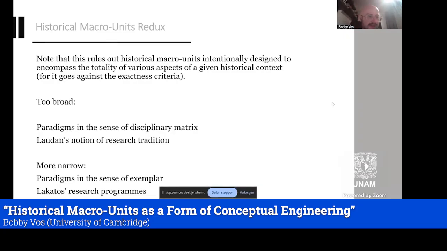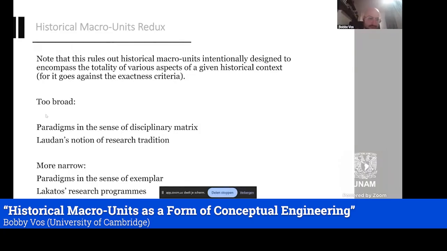So I have here in mind, in particular, Kuhn's notion of paradigm in the sense of an explanatory matrix, which Kuhn himself famously defined as including almost everything relevant in a scientific theory's historical context. And we might also include under the category of macro units that are too broad Laudan's notion of research tradition.